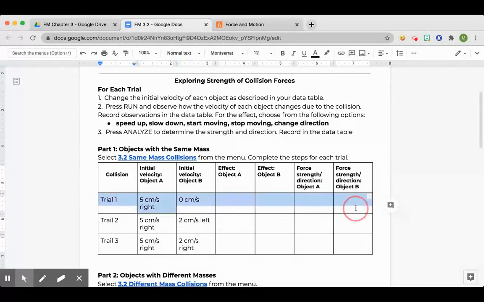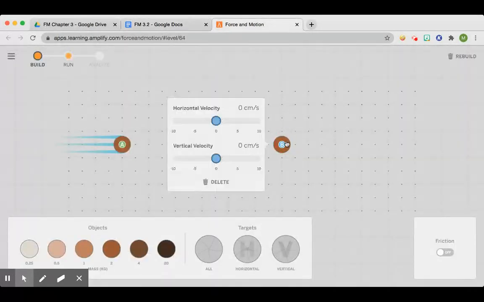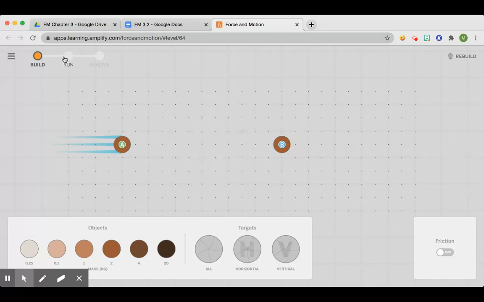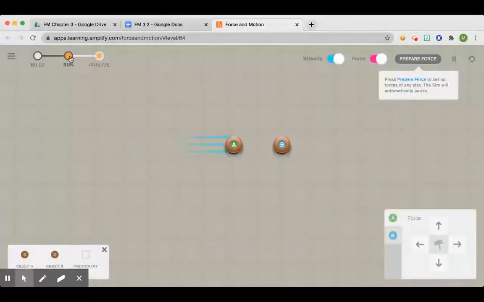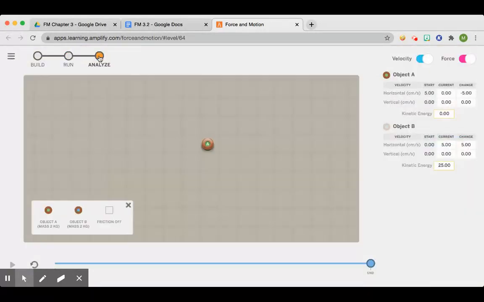So I'll go through trial 1 with you guys. And that is when it's going 0 centimeters per second. So it's not moving. So you just click run, watch what happens, and then we can click analyze.